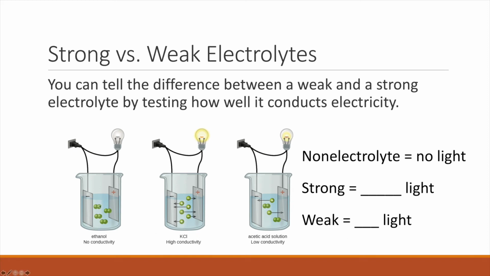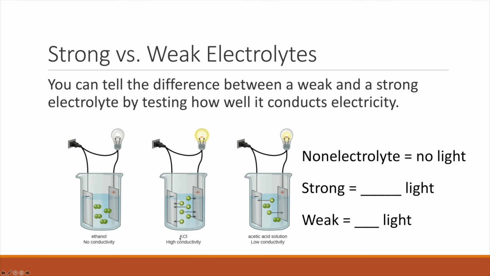So when there are no ions, there's no way for my electrons to move from one plate to the other. And so there's no light here, right? There's no conductivity. I can't light my light bulb. This is an open circuit, right? There's no continuity for the electrons to flow.